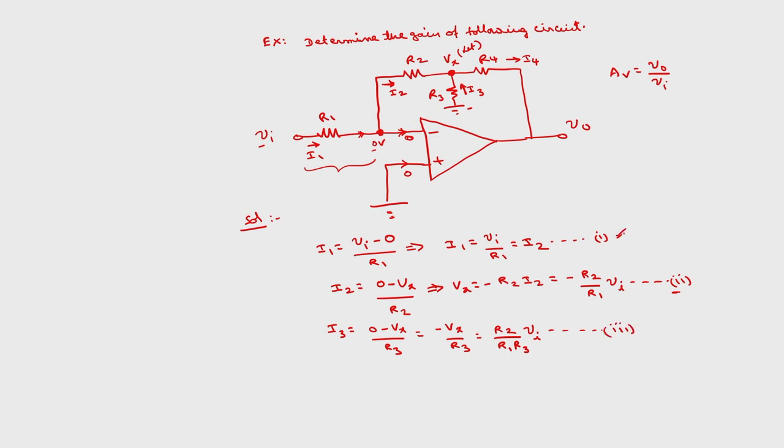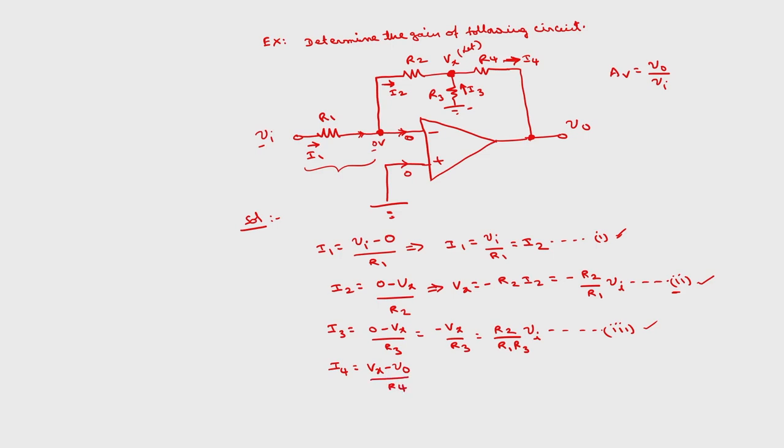So this I1 is also a function of Vi, I2 and Vx are also functions of Vi, I3 is also a function of Vi. I4 is nothing but, this is the direction of the current. So this voltage Vx, this voltage is V0. So I4 is Vx minus V0 by R4.